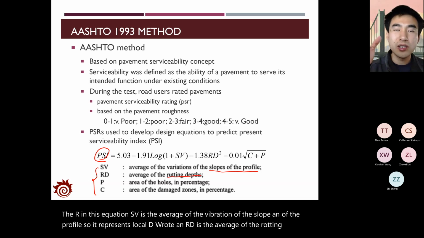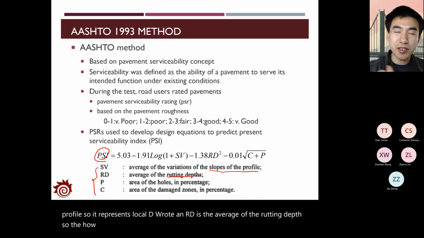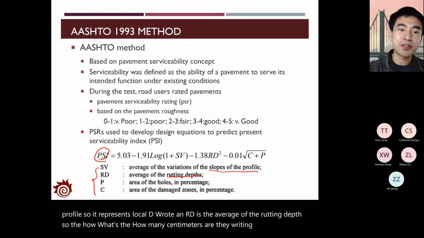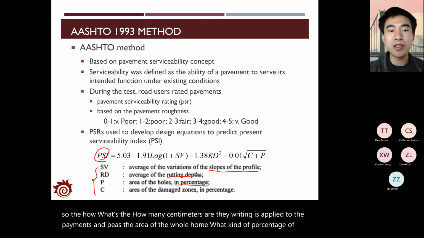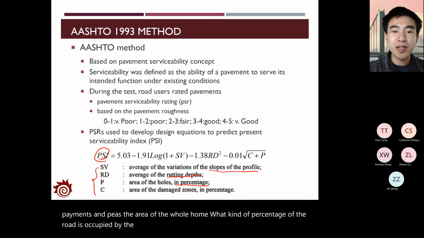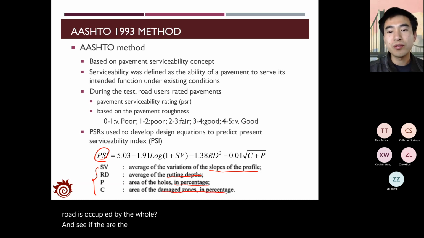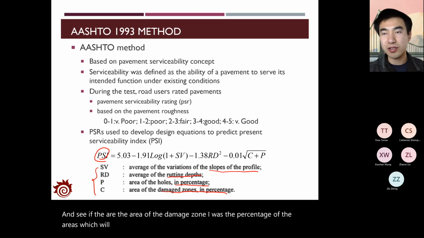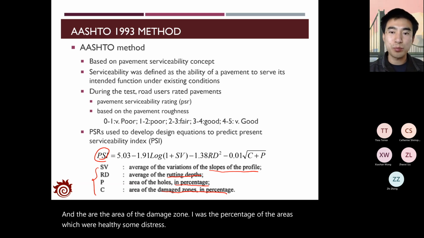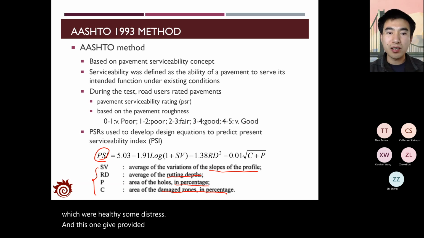So how many centimeters of rutting is applied to the pavement. And P is the area of the holes, what percentage of the road is occupied by holes. And C is the area of the damaged zone, what's the percentage of the areas which have some distress. And this provides the equation to calculate the PSI theoretically.